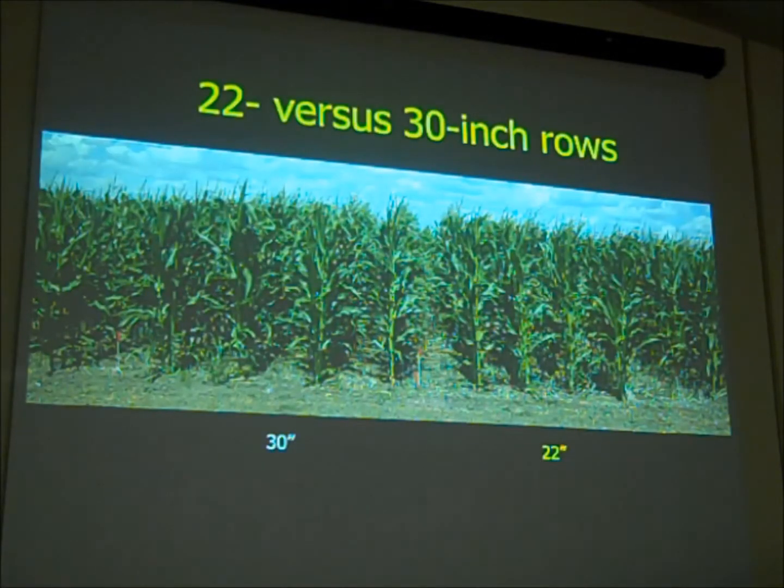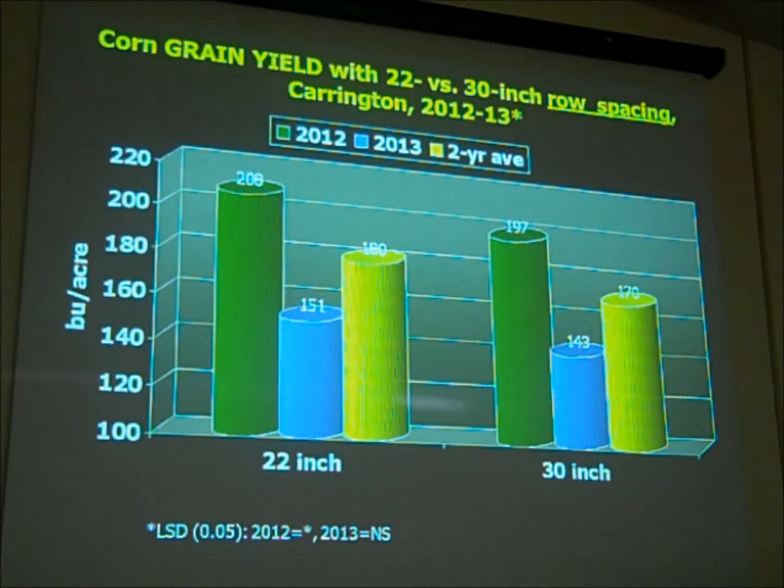Recently, we're comparing 22 to 30-inch rows, and this is a picture taken from the trial last year. And here's the data. Keep in mind, it's only 2 years. I show each year and then the average. The average is in the yellow bars. And so each year, there was either a numeric or a statistical increase in the yield with the 22-inch versus the 30. And looking at the 2-year average, the difference here was about 5.5%, or bushel-wise, about a 10-bushel advantage. So 5.5, a little bit above that range on that slide that Joel showed you, but still significant.